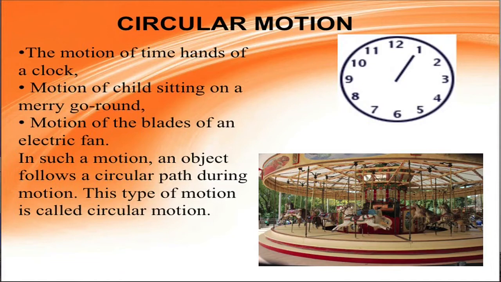Now, we have circular motion. You must have observed the motion of the hands of a clock, motion of a child sitting on a merry-go-round, motion of the blades of an electric fan. In all such motion, an object follows a circular path during the motion. This type of motion is called circular motion. You can see this diagram, the merry-go-round, all the persons are moving over a circular track.